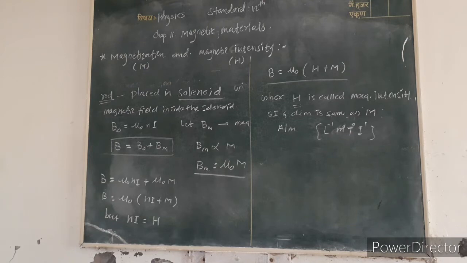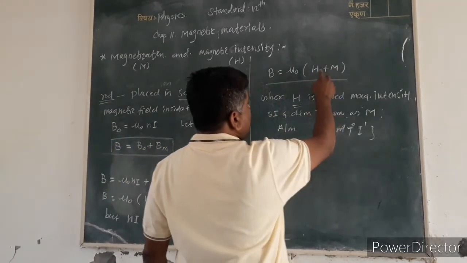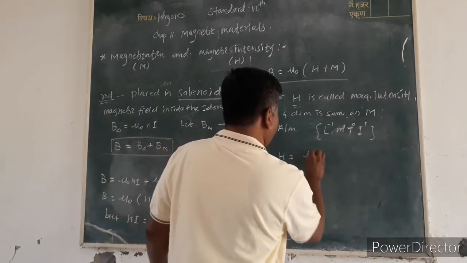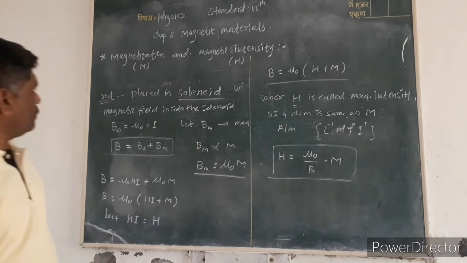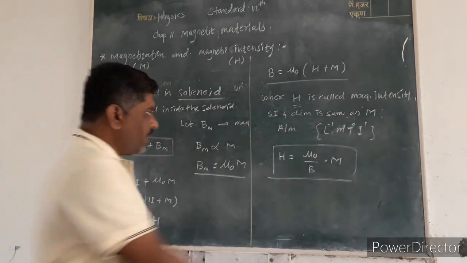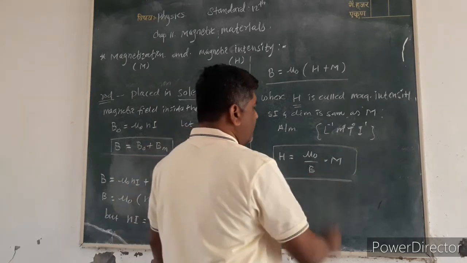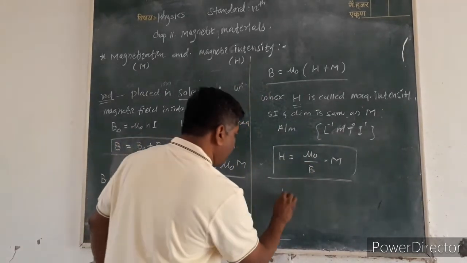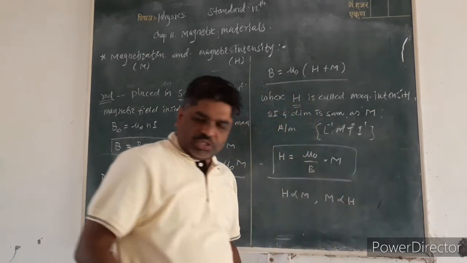Now we find out the value of H from the equation B is equal to mu 0 into bracket H plus M. Then H is equal to B upon mu 0 minus M, where H is the magnetic intensity, mu 0 is the permeability of free space, B is the magnetic field, and M is the magnetization. Here mu 0 is constant, and B is also constant, so H is directly proportional to M, or M is directly proportional to H.